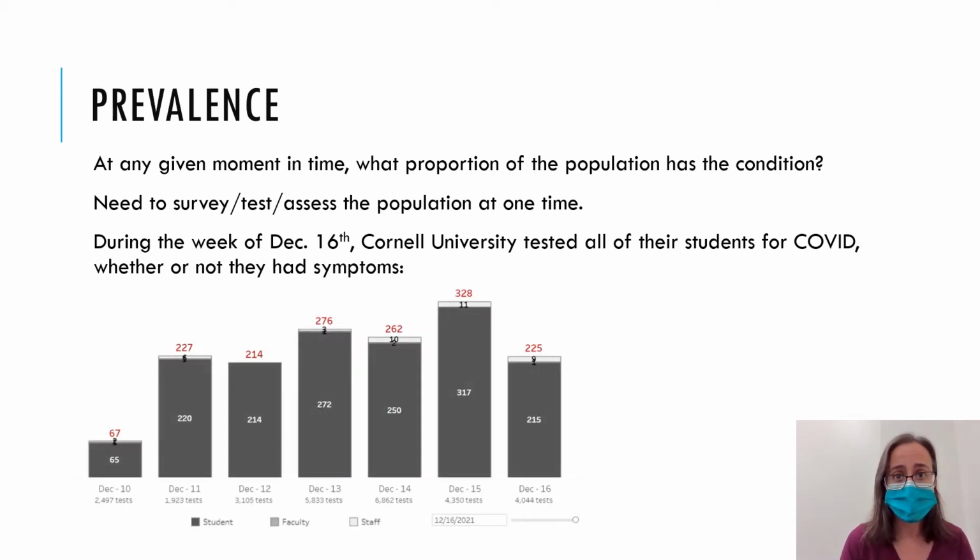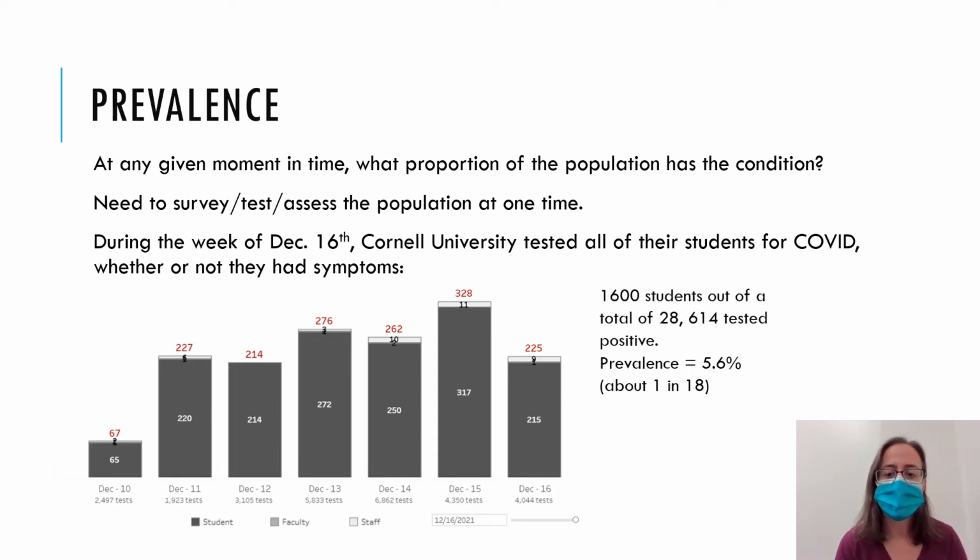These were their results. This is when Omicron arrived at Cornell University. And so it turns out that 1,600 students out of a total of over 28,000 tested positive. So their prevalence rate was 5.6%. Now, sometimes you think, well, 5.6%, that's not a whole lot. But that's about 1 in 18 people. And when you think about how many people are in a typical classroom, then you start to realize, oh, it was everywhere. And so actually, once that happened, Cornell University closed their campus and they went all virtual.